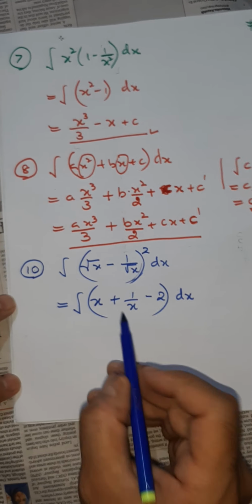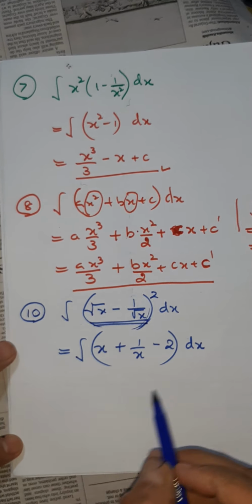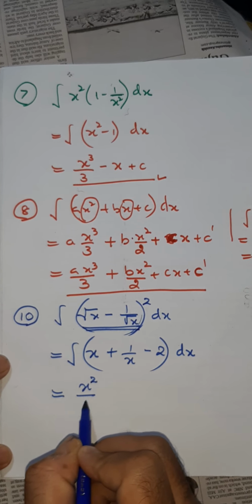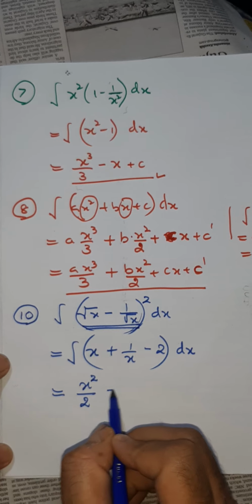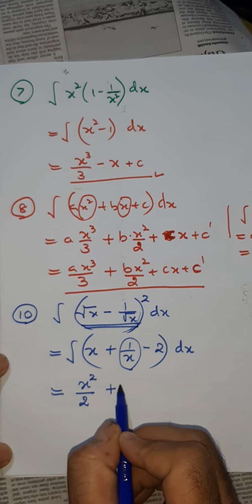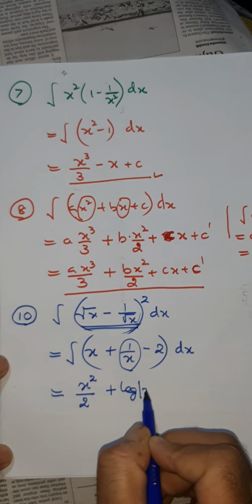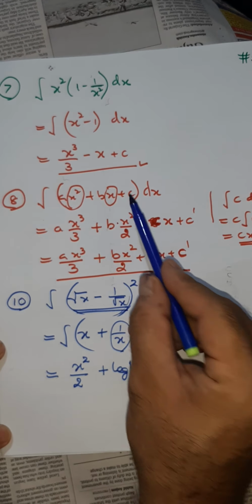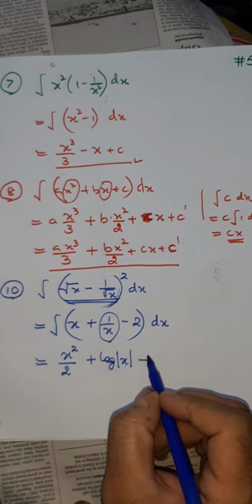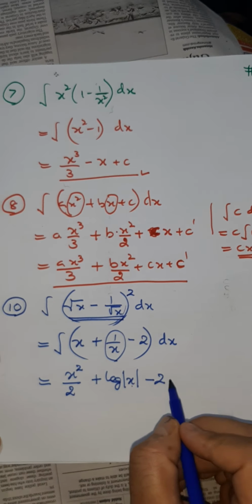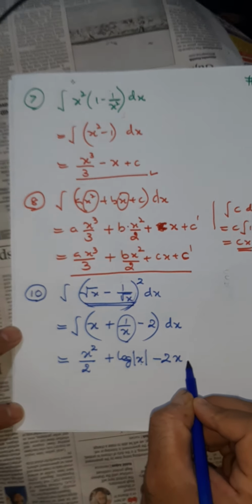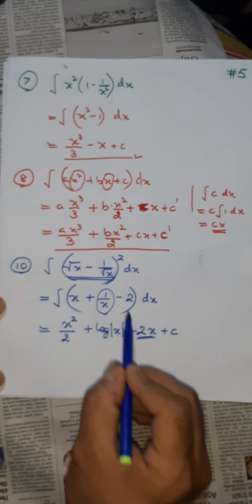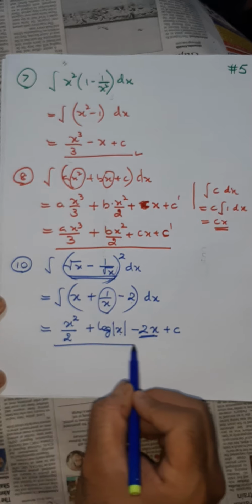And now we integrate it. This is just by using the (a minus b) whole square formula. What is the integral of x? x² by 2. Raise the power by 1 divided by the same number. What's the integral of 1 upon x? Log of mod of x. Mod is a must, remember. Minus, as I explained here, 2 will come out, and inside the integral you are left with 1. And what's the integral of 1? Which is x, so 2x plus c. You differentiate 2x, you will get exactly 2. So this is your answer.